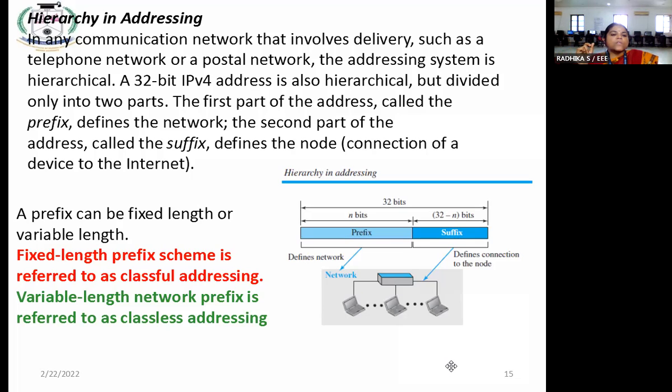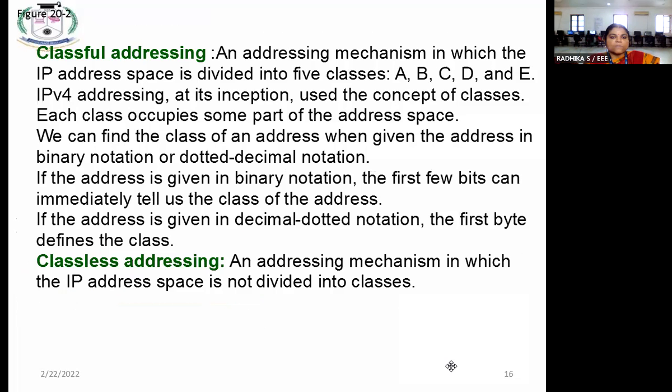Okay. The prefix could be fixed in length or variable in length. Depending on this nature, you can classify addressing as classful addressing and classless addressing. If I have a fixed-length prefix scheme, it is called classful addressing. If there is a variable length for the network prefix, it is called classless addressing. What is classful addressing all about?